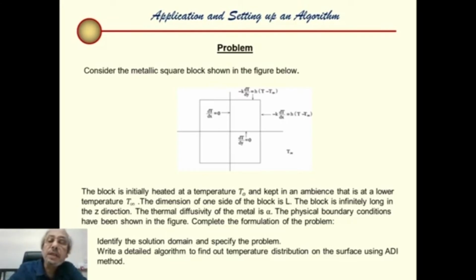The physical boundary conditions have been explained. All around it is being cooled by the local fluid, and obviously this is minus K del T del X on this surface equal to H (T minus T infinity), a convective boundary condition, which is basically a Neumann condition, or rather a mixed condition. We have two tasks. One is to identify the solution domain and specify the problem, and second is to write a detailed algorithm to find out temperature distribution on the surface of interest, using the ADI method.